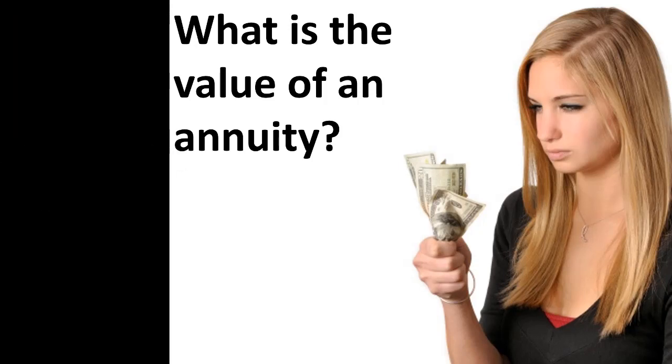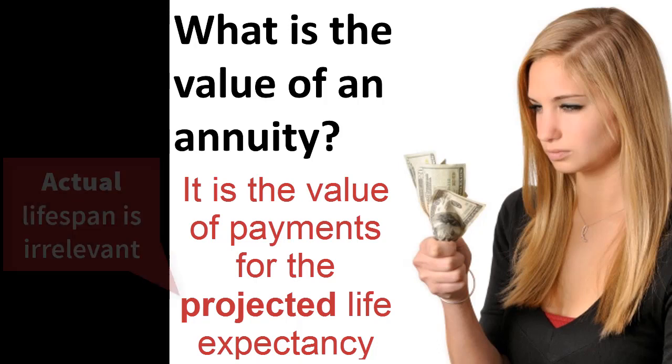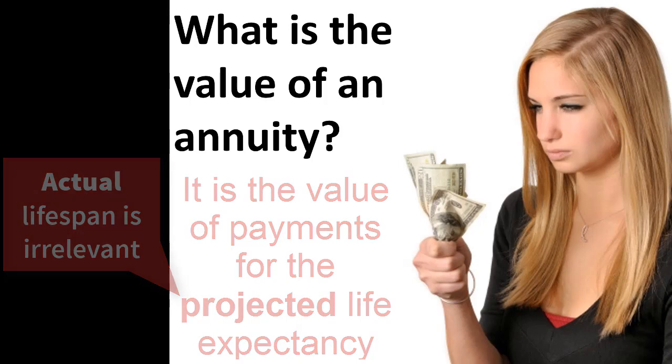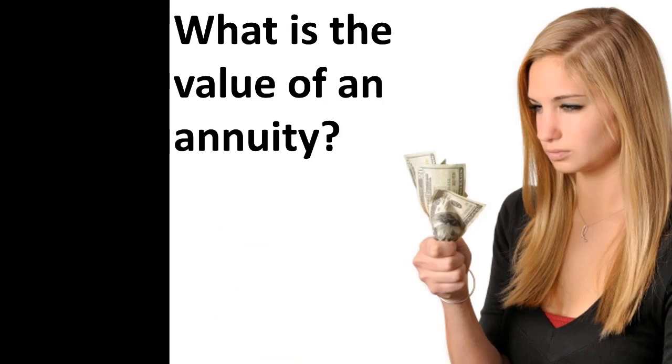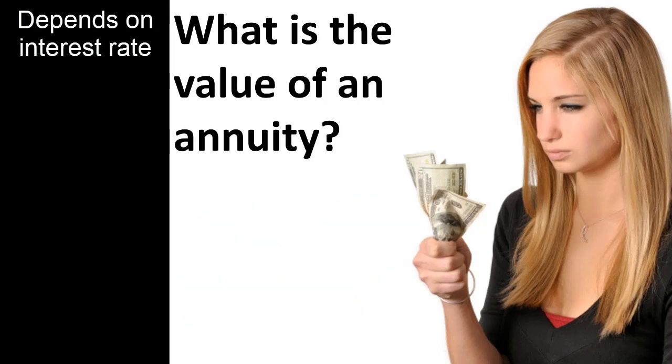Thus, the value of the annuity will be based upon the idea that the annuitant will live to his projected life expectancy. The reality of the annuitant's actual lifespan will not affect either the initial valuation of the annuity or the charitable deduction. In our example, the value of the annuity is the value of receiving $4,000 each year for the life expectancy of a 55-year-old. The value of this payment stream will depend upon the prevailing interest rates. Why? Consider this.